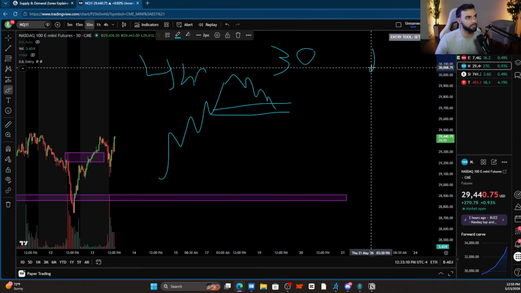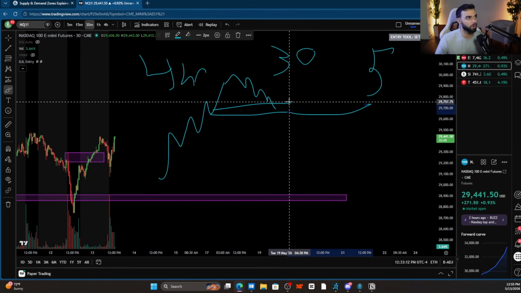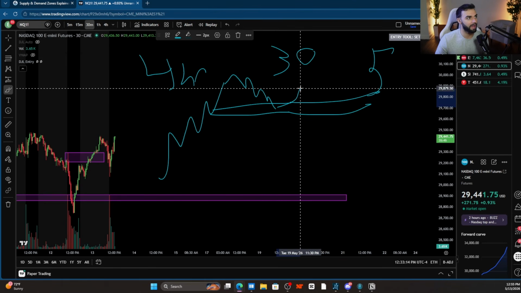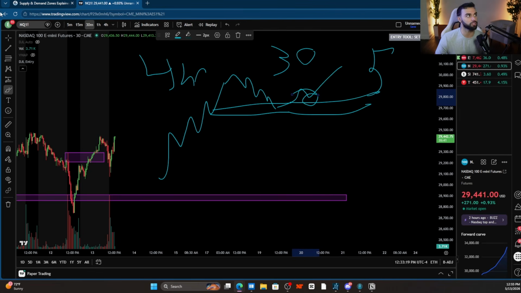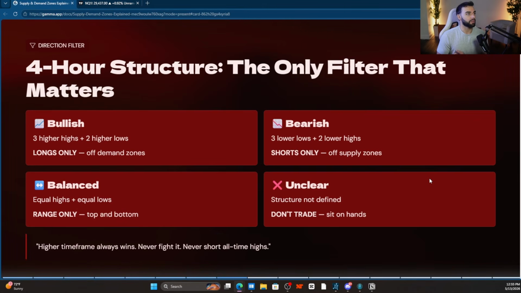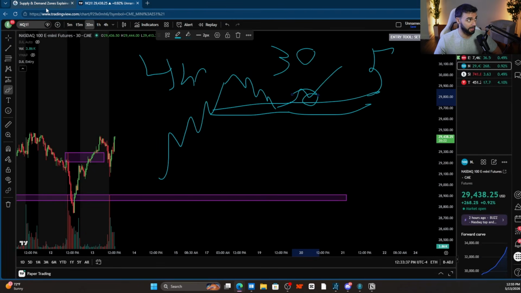And then I zoom into the 5-minute as we approach demand, and I'm waiting for that higher high, and I'm waiting for that higher low to enter off that 5-minute structure shift off that higher low. Now, 4 hour structure shift, right? The only filter that matters first, and this is super key to finding A plus setups, is playing with the overall trend on the market. Bullish is 3 higher highs and 2 higher lows. Longs only off demand zones, like this example I just showed you.